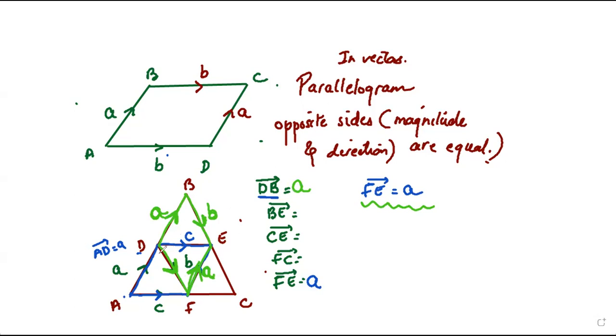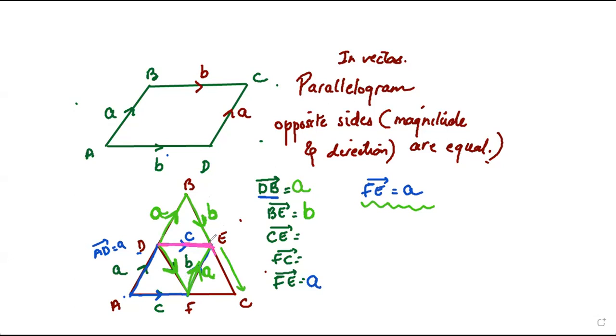Now in the same parallelogram, D to F is B. So B to E will also be B. Now we have to calculate C to E. C to E, that means they are asking this one. So I have to look out for another parallelogram. Obviously, I can choose this parallelogram.